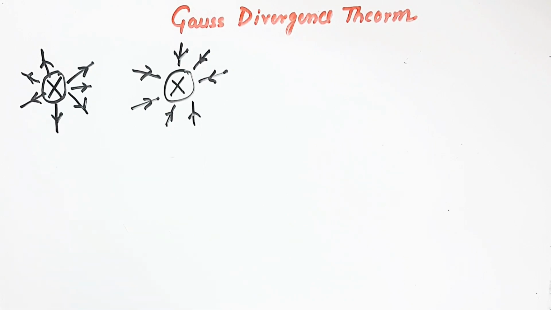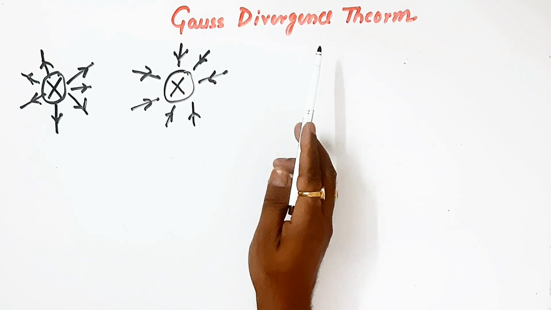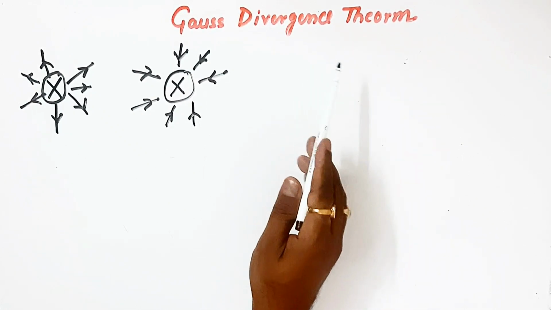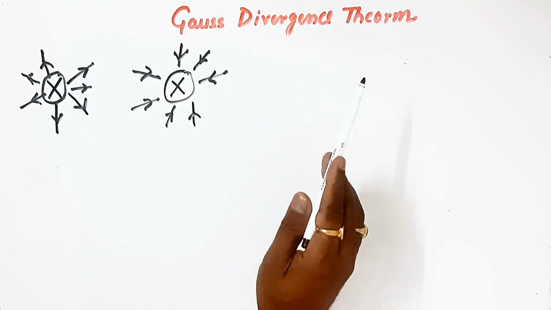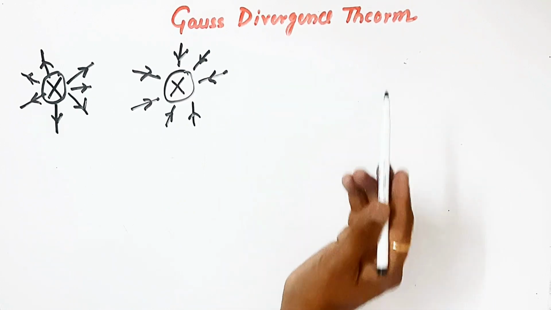Hello everyone. So today we will discuss the Gauss divergence theorem. Basically it's a topic of mathematical vector space, but we are discussing it here because it is a very important theorem to evaluate the field strength of any force field in the branch of physics. What does this theorem tell?